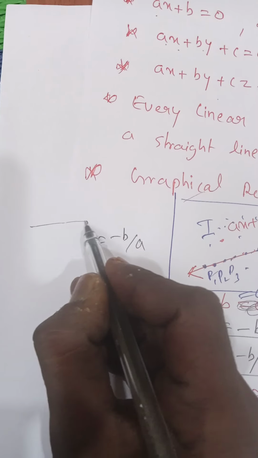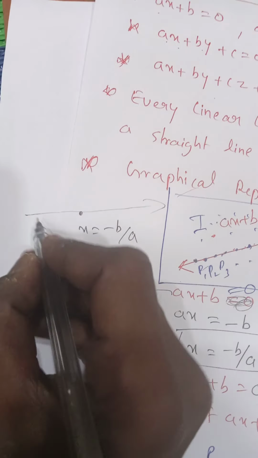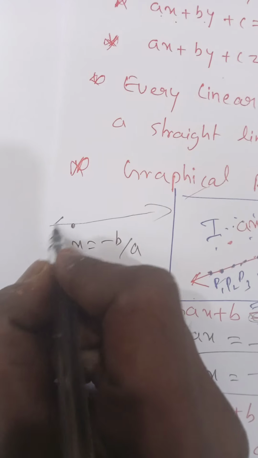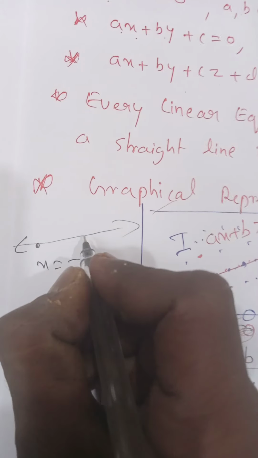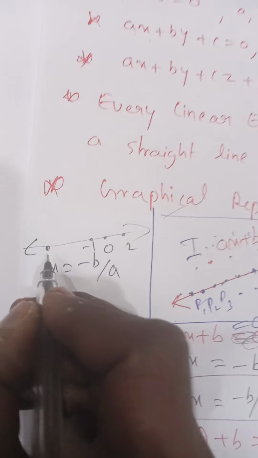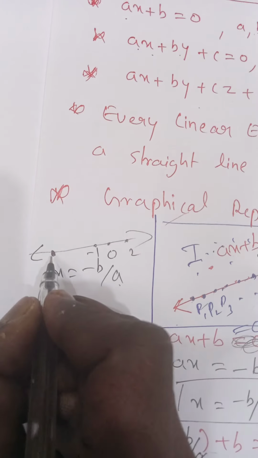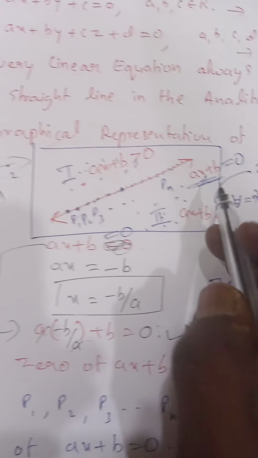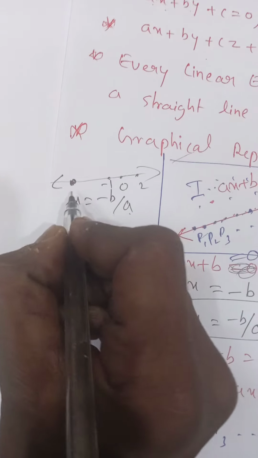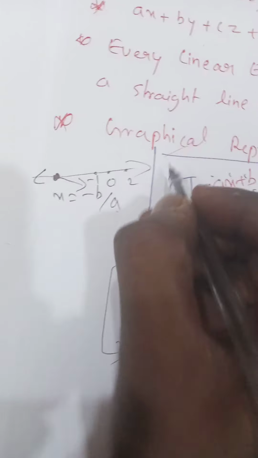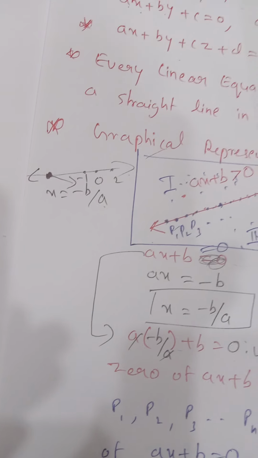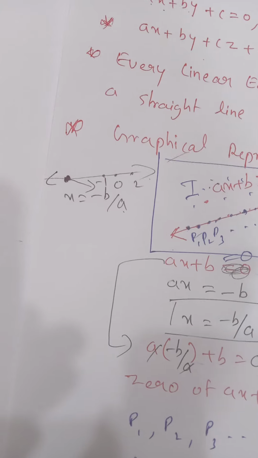So suppose this is the number line. On the number line we can take many points. Suppose here this is 0, this is 1, a positive number, this is minus 1, and maybe this is minus b by a. So the graph of a linear equation in a single variable always represents a point on the real number line. Now we will draw the graph of a linear equation in two variables.